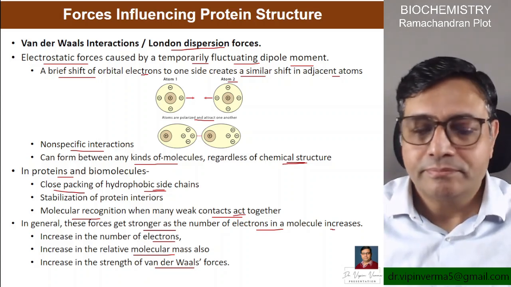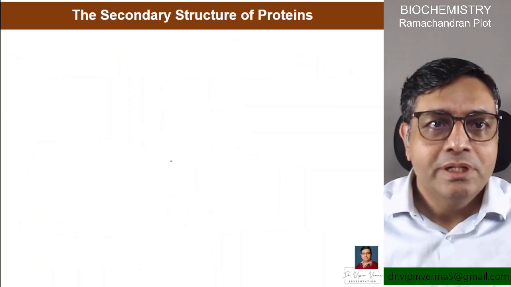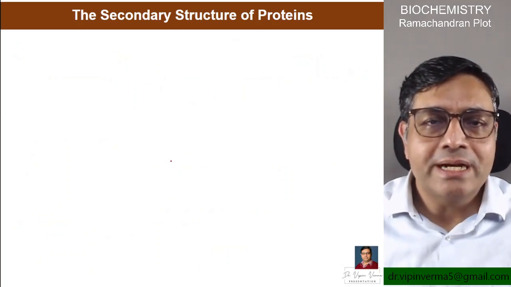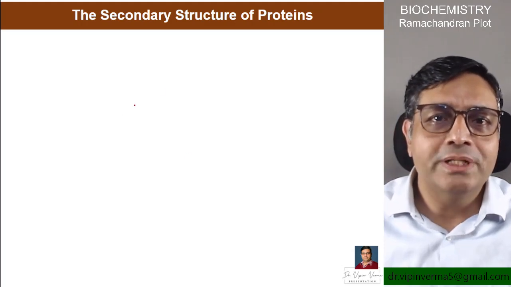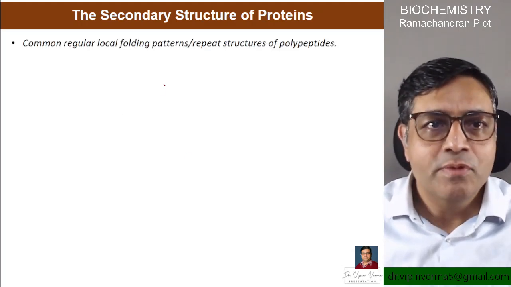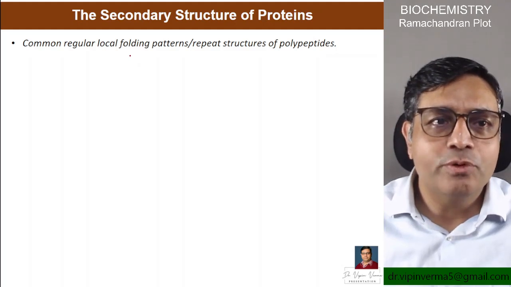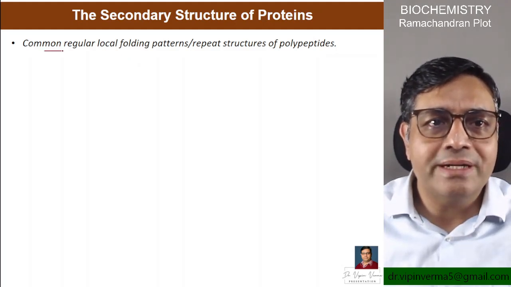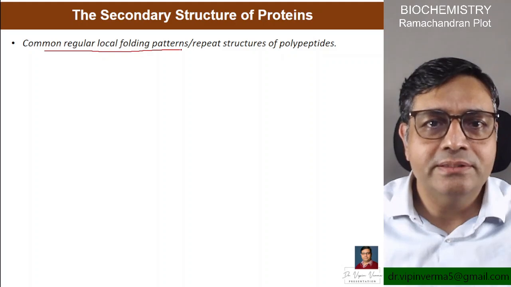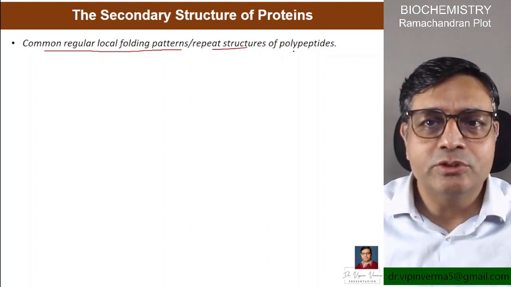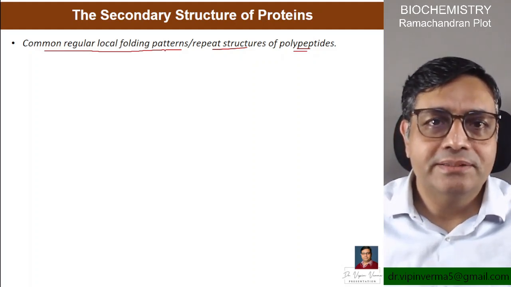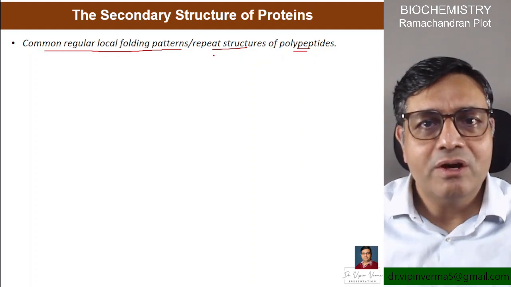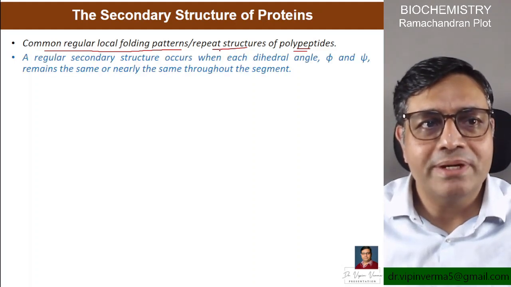Okay. Now, once you understood the Ramachandran plot and the forces, I will introduce you to the secondary structure of proteins. So, what is the secondary structure of proteins? It is basically common regular local folding patterns or repeat structures of the polypeptides. Remember, common regular local folding patterns. They are very regular or repeat structures in the polypeptides.